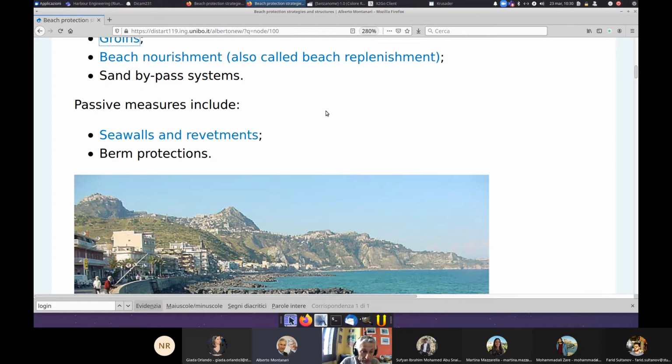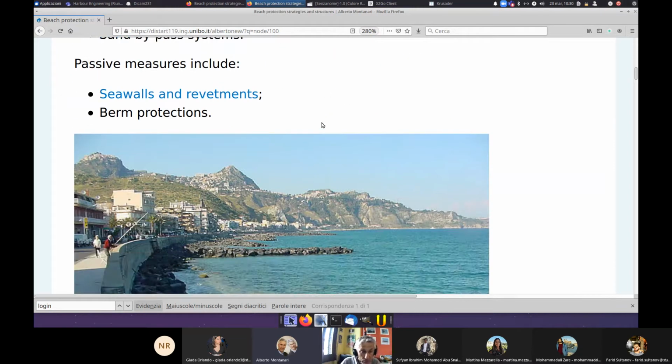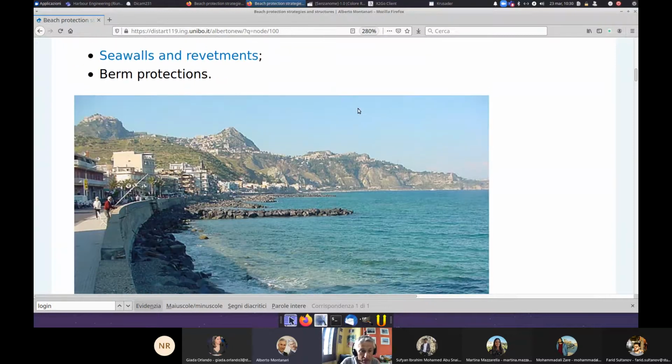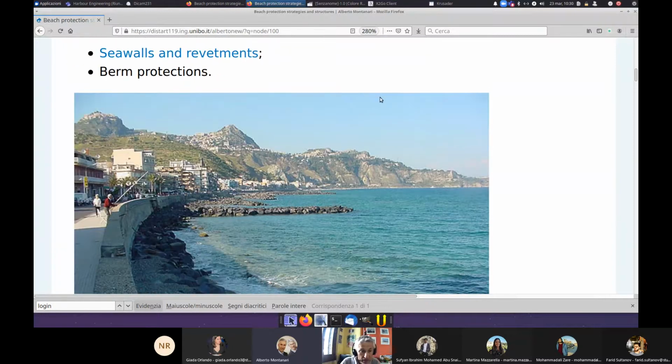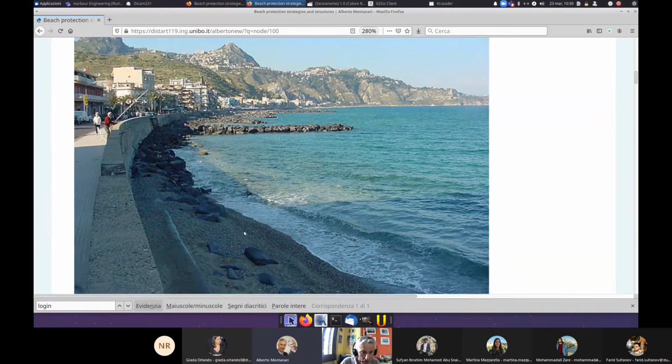And then we have the passive measures. Passive measures, we can call them seawalls, revetments and berm protection. What are revetments? In this figure you see an example of a seawall, and at the foot of the seawall, seaward here, you see boulders. These boulders are protections of the beach called revetments.